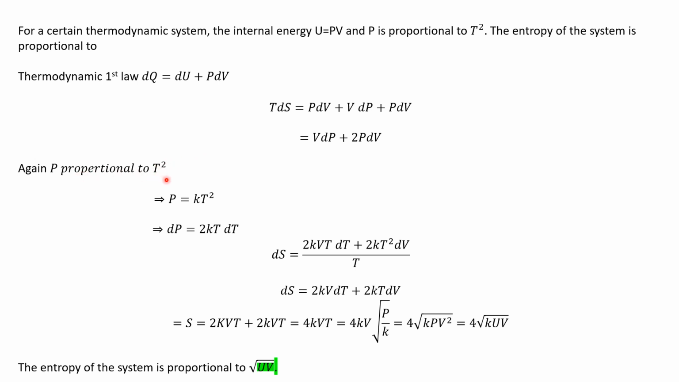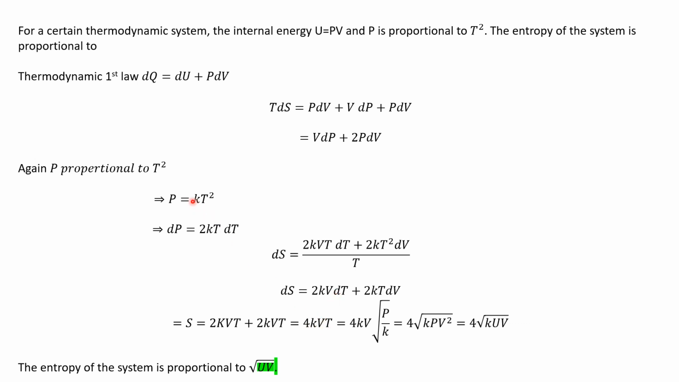Again, P is proportional to T square, so we can write P is equal to KT square, and from here we can get that dP will be 2KT dT, and when we put this value of P and dP in this equation, we can get that TdS can be written as 2KVT dT plus 2KT square dV, and this dS value will be equal to this value divided by T. So from here dS will be 2KV dT plus 2KT dV, and we know that this value entropy S is equal to 2KVT plus 2KVT when we integrate this part, and from here we can get that 4KVT.